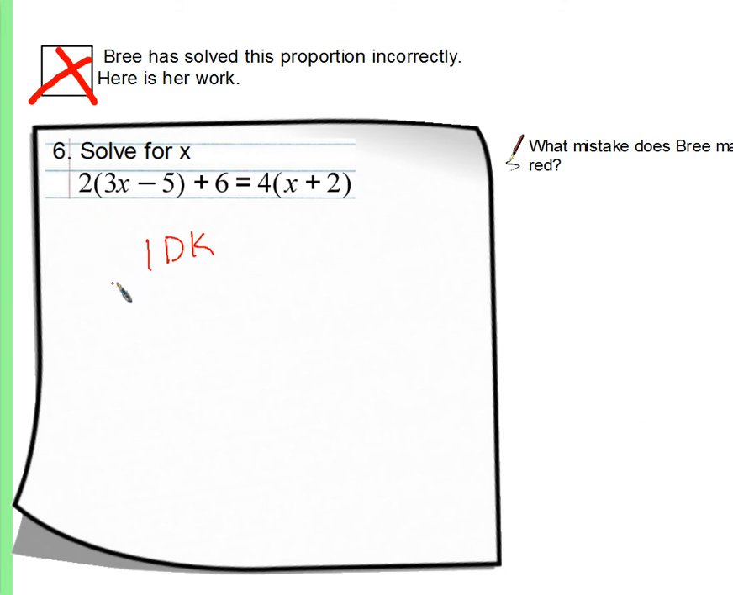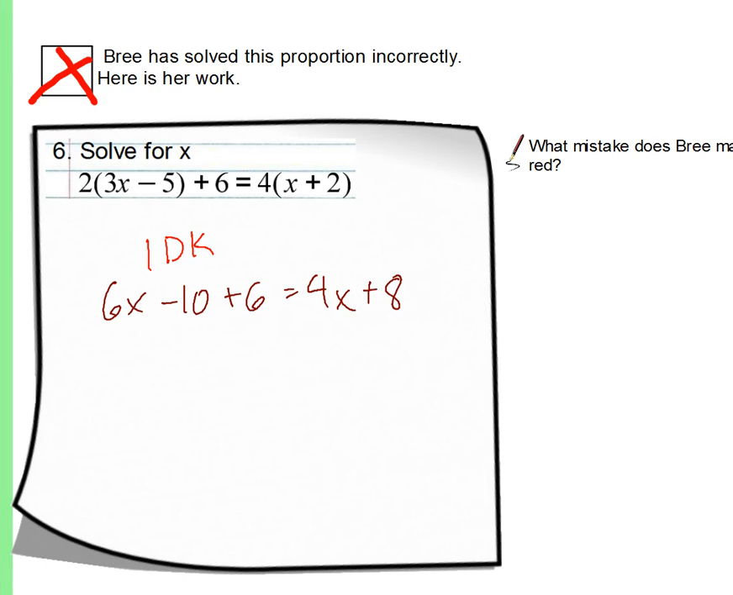And if we distribute, 6x minus 10 plus 6 equals 4x plus 8. I think I've got it. I'll do this next, I can try this. Maybe it won't be the fastest way anybody's ever solved this equation, but this is the one that we did.